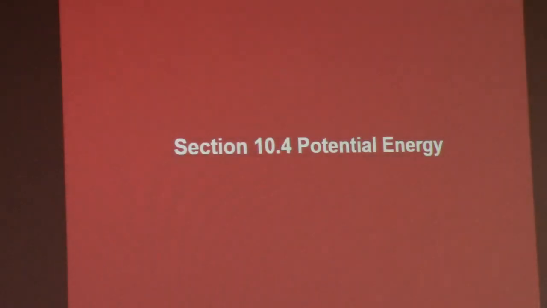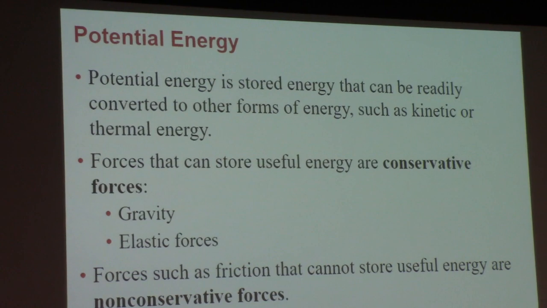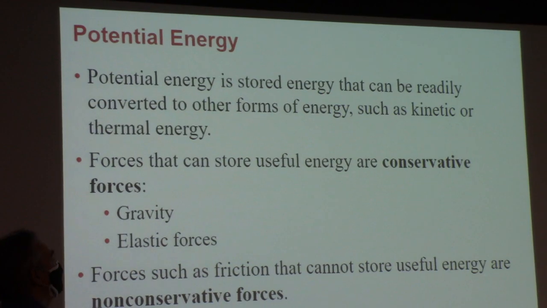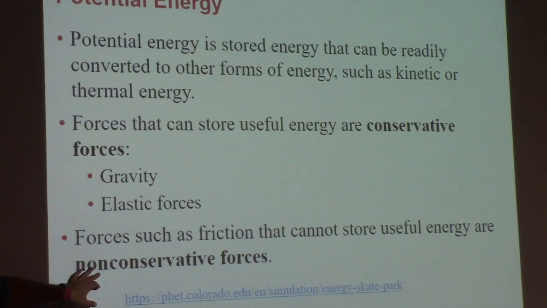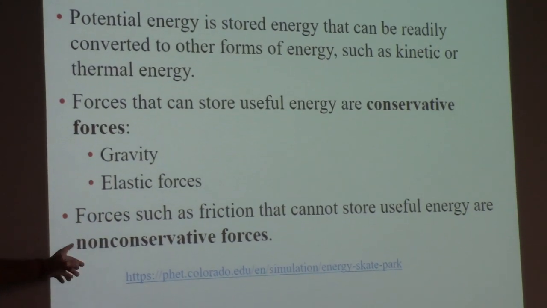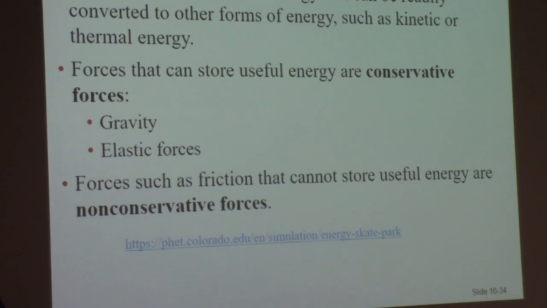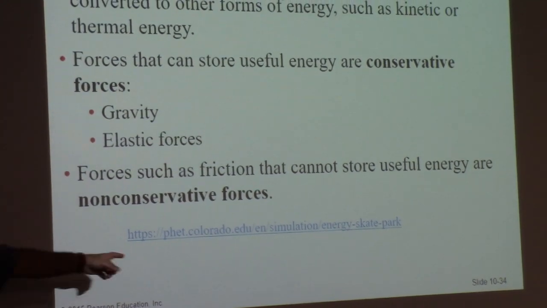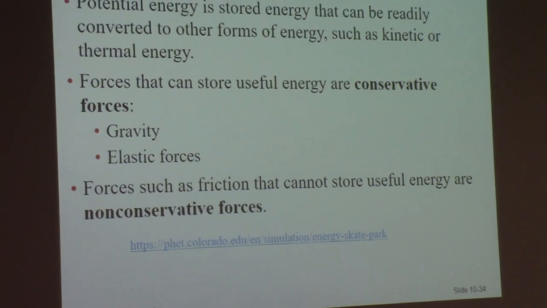Okay. So potential energy, there's a couple of kinds we'll talk about. There's gravitational potential energy and elastic potential energy. So this is the potential energy stored in springs, rubber bands, that sort of thing. Okay, forces such as friction that cannot store useful energy are called non-conservative. So once you introduce friction into the system, you don't get that energy back very easily. Okay, the lab that we do is really similar to this PhET that I'm about to show you. So potential energy is really the energy of position.